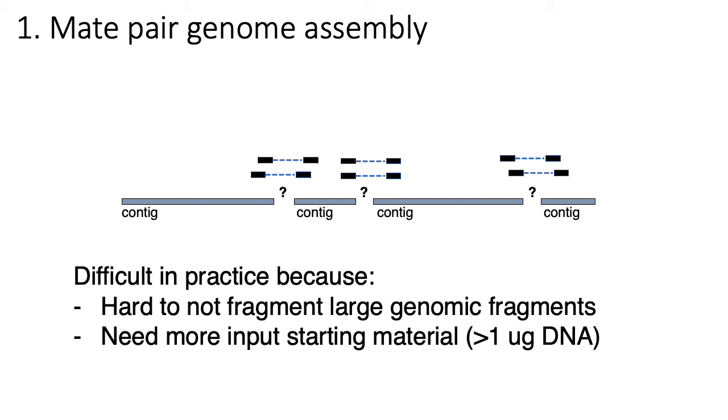And that's hard because it's hard to fragment DNA in a way such that you get large fragments and you don't accidentally fragment it further. The second main problem is that you need a lot of input starting material in order to do deep enough mate pair sequencing and get these large fragments. In a lot of cases, you don't have enough genomic material to do the mate pair based sequencing and assembly in the first place.